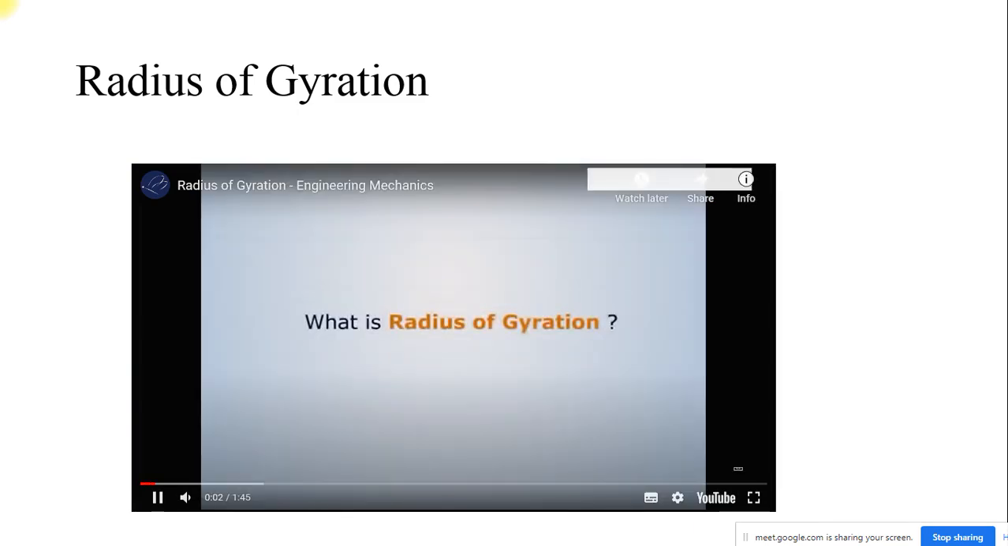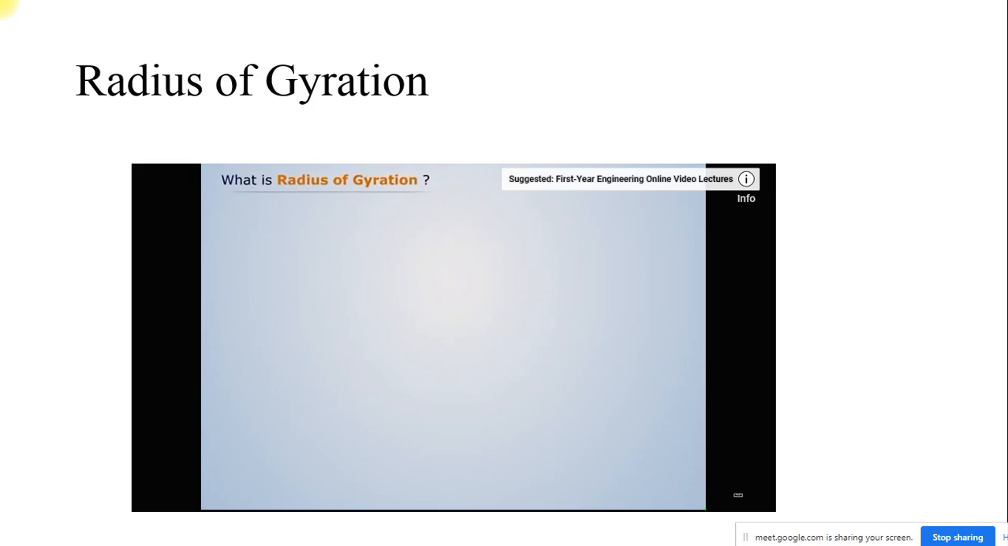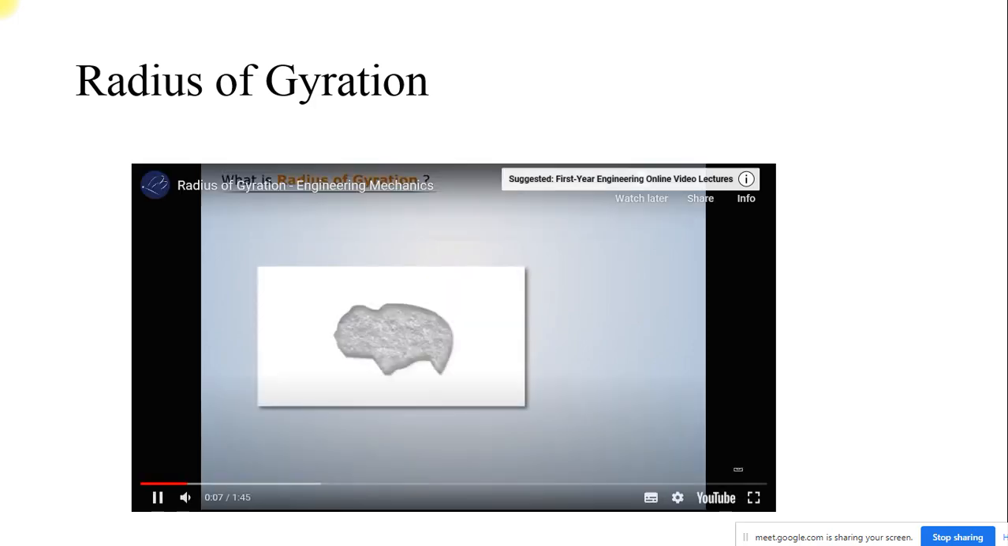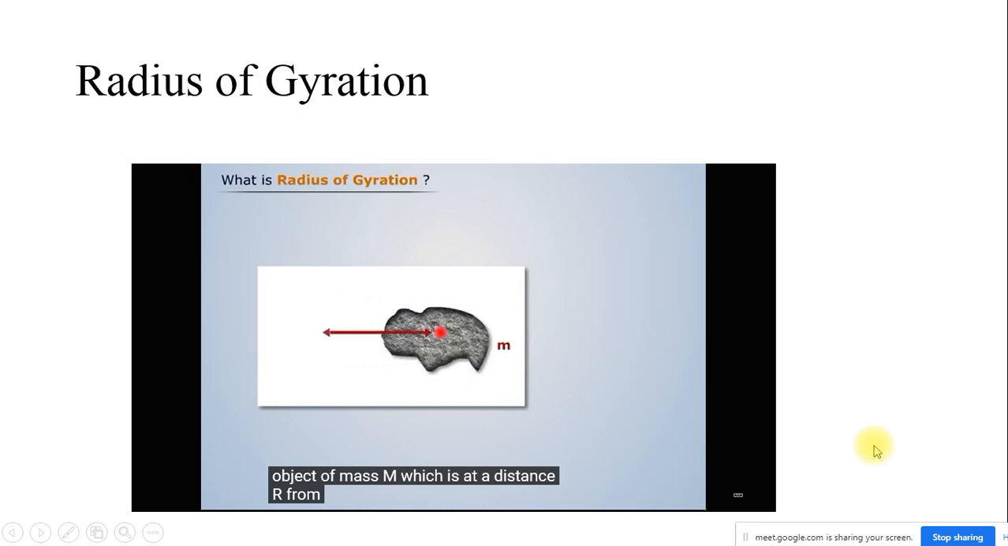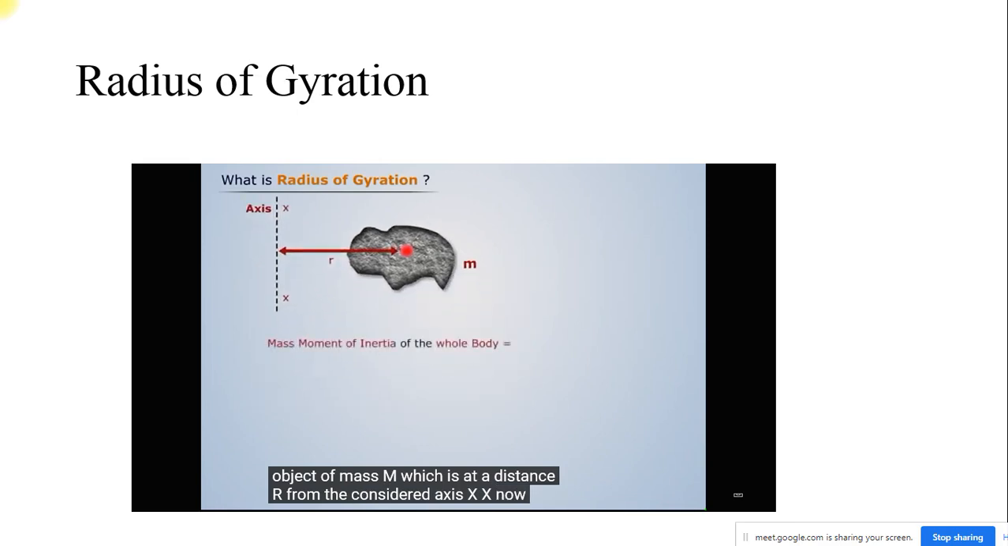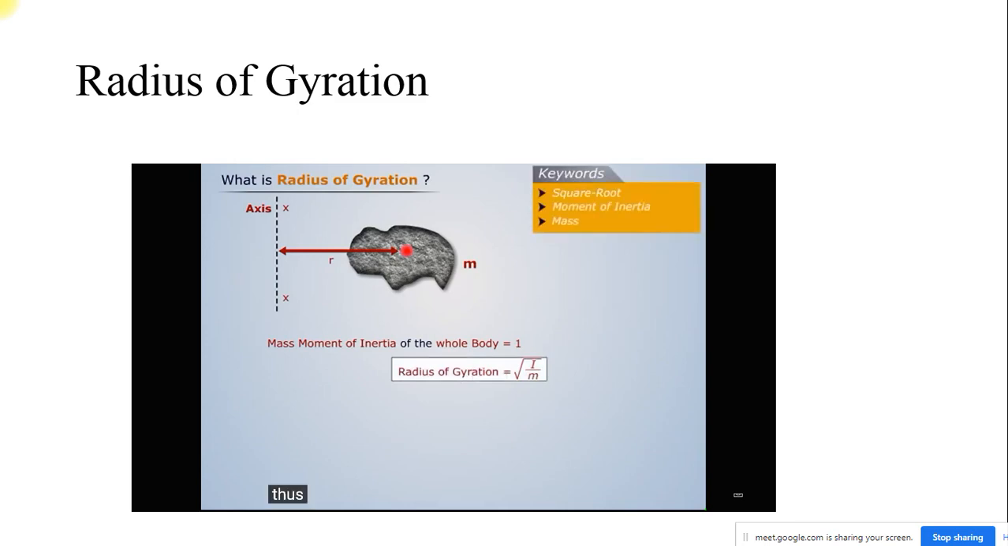What is radius of gyration? To understand radius of gyration, let us consider an object of mass m, which is at a distance r from the considered axis xx. Now, if the mass moment of inertia about the xx axis is I, then the square root of the ratio between the moment of inertia and mass will give us the radius of gyration. So I hope you understood what is the radius of gyration.